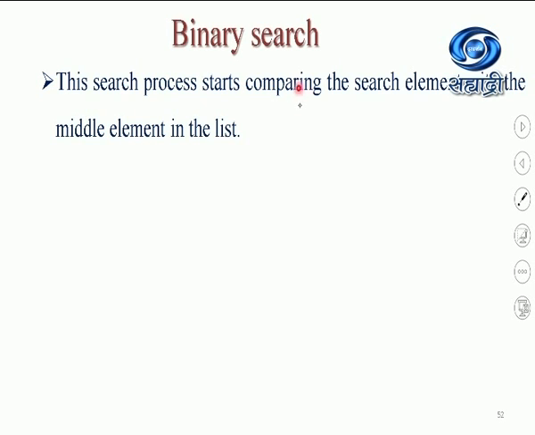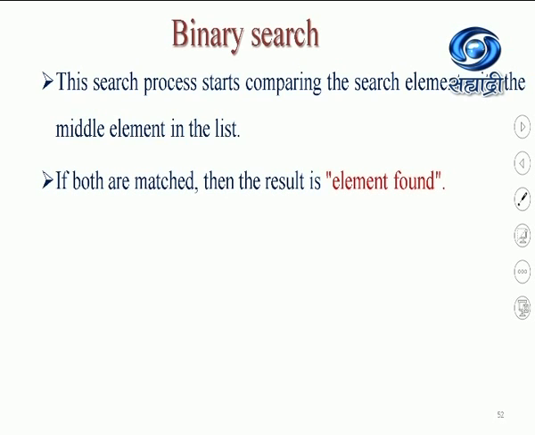This search process starts from comparing the search element with the middle element in the list. It means that you will have a sorted array. Then how can you find that middle element? The first element has lower bound equal to 1 and upper bound is the last element location. Add these two values and you will get one integer value. This value is the middle value. We'll see it in the algorithm steps.